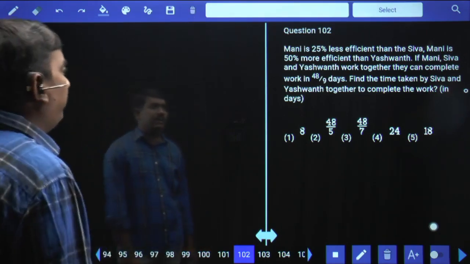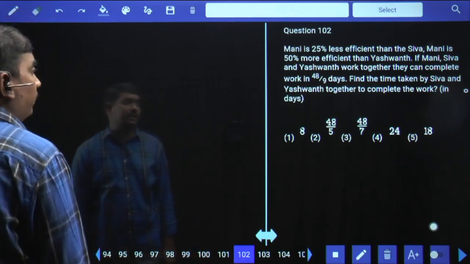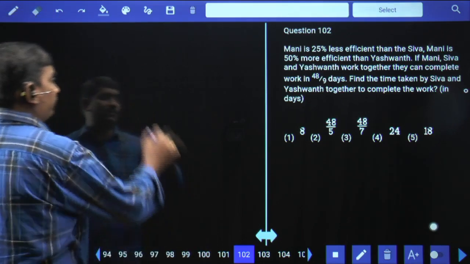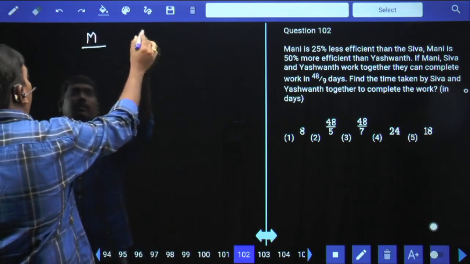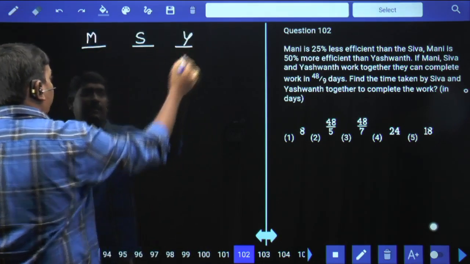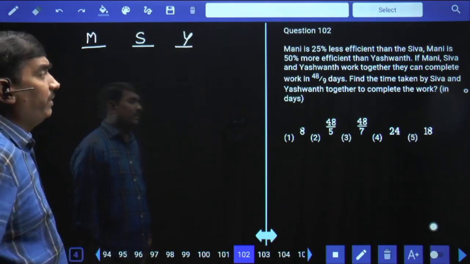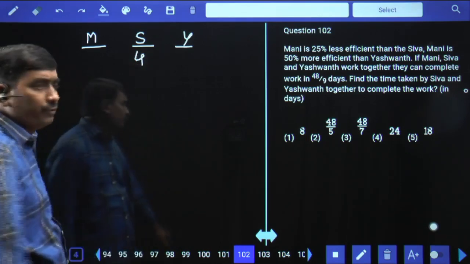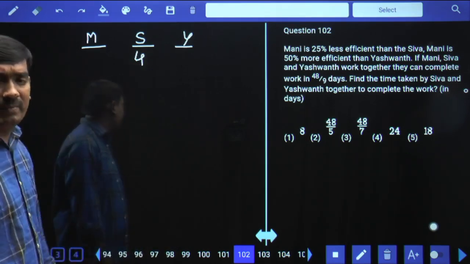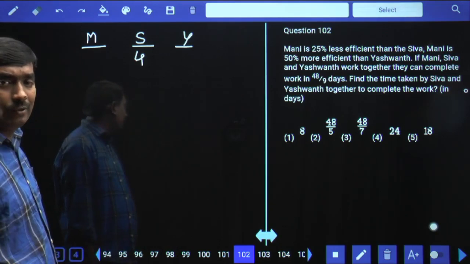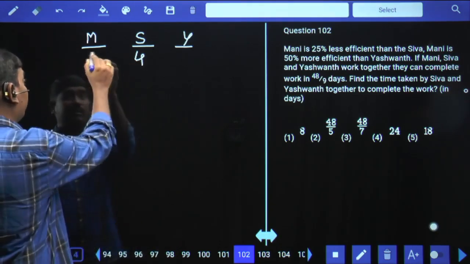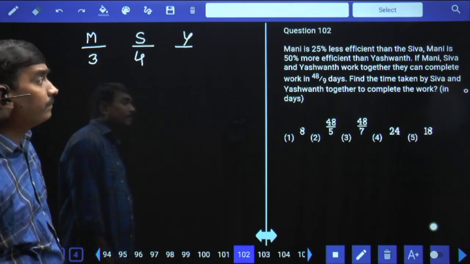Money is 25% less efficient than Shiva. Money is 50% more efficient than Yashwant. Money, Shiva, Yashwant. Suppose Shiva can do 4 units. Money is 25% less efficient, that is 1/4 less efficient. 1/4 of 4 means 1 unit less efficient. Money can do 3 units.